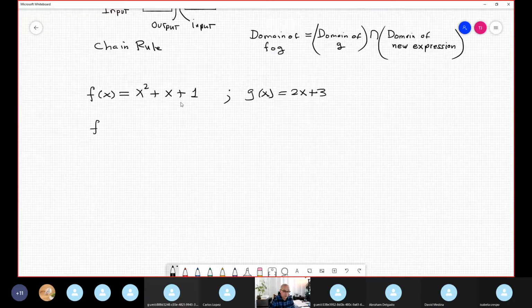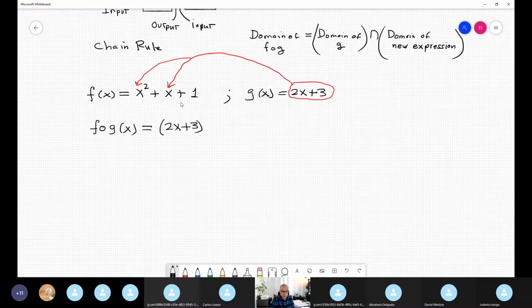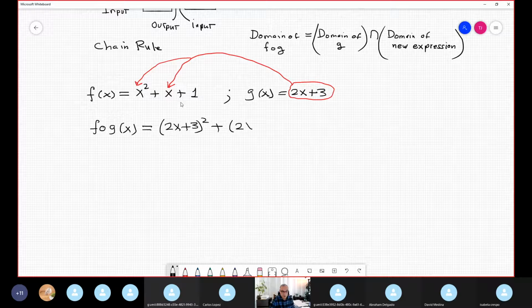f composition g. So I understand that g is the first function. And g goes completely inside the outermost function, which is f. So in the expression for f, you no longer have x. You replace x with 2x plus 3. You have 2x plus 3 squared, plus 2x plus 3, plus 1.